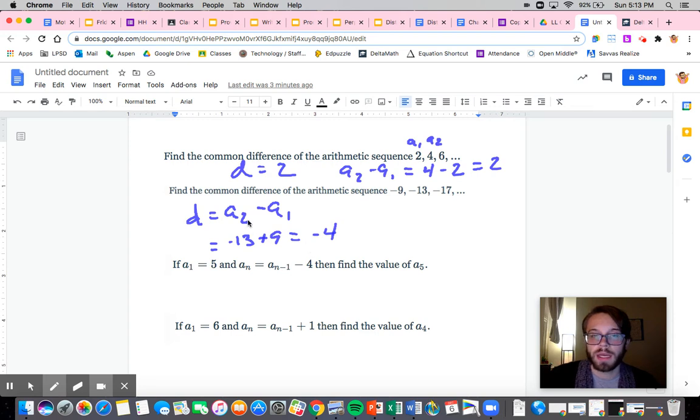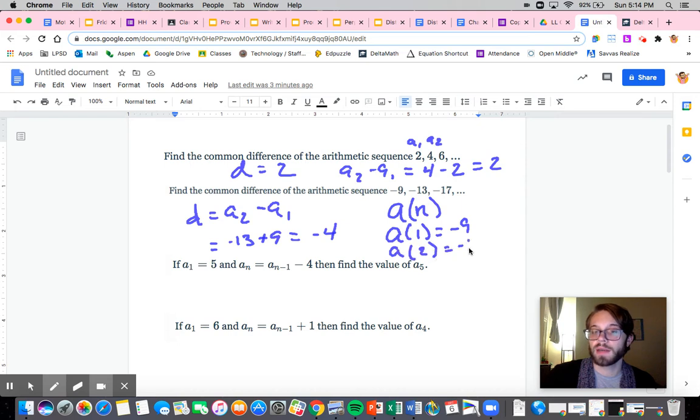The other thing I did want to say is you'll notice I am using this notation, A sub 2, A sub 1. These are just saying what term number it is. Another notation you could use is A in parentheses of n. You could use a function notation where A of 1 would be equal to, in this case, 9, and A of 2 would be equal to negative 13. So you could write this using function notation, which is why this is in the section that we're talking about functions.